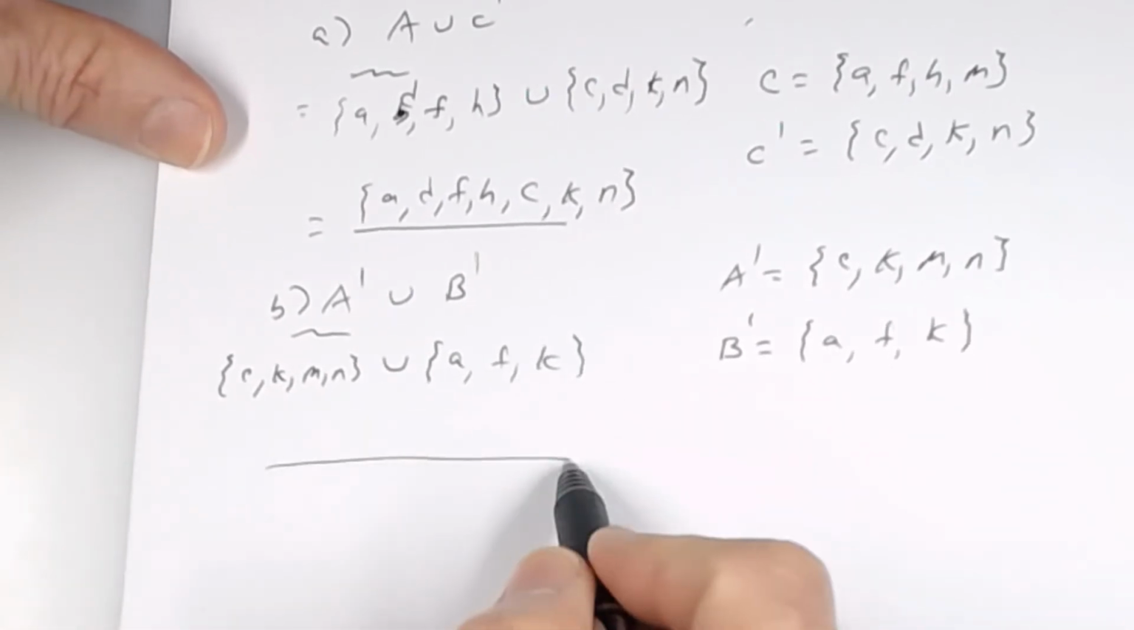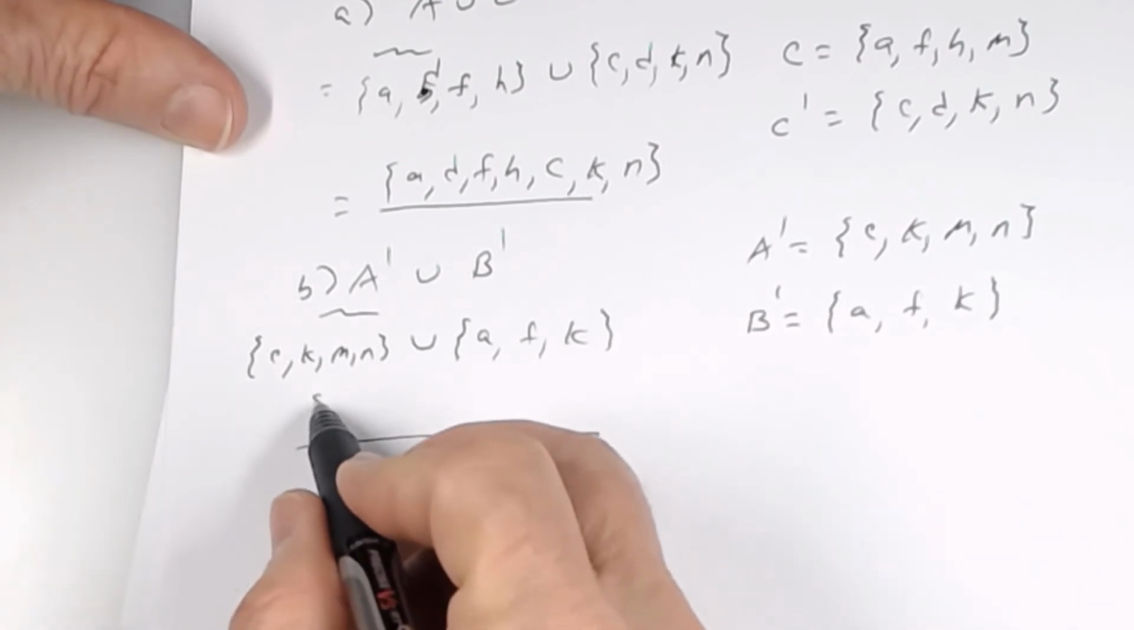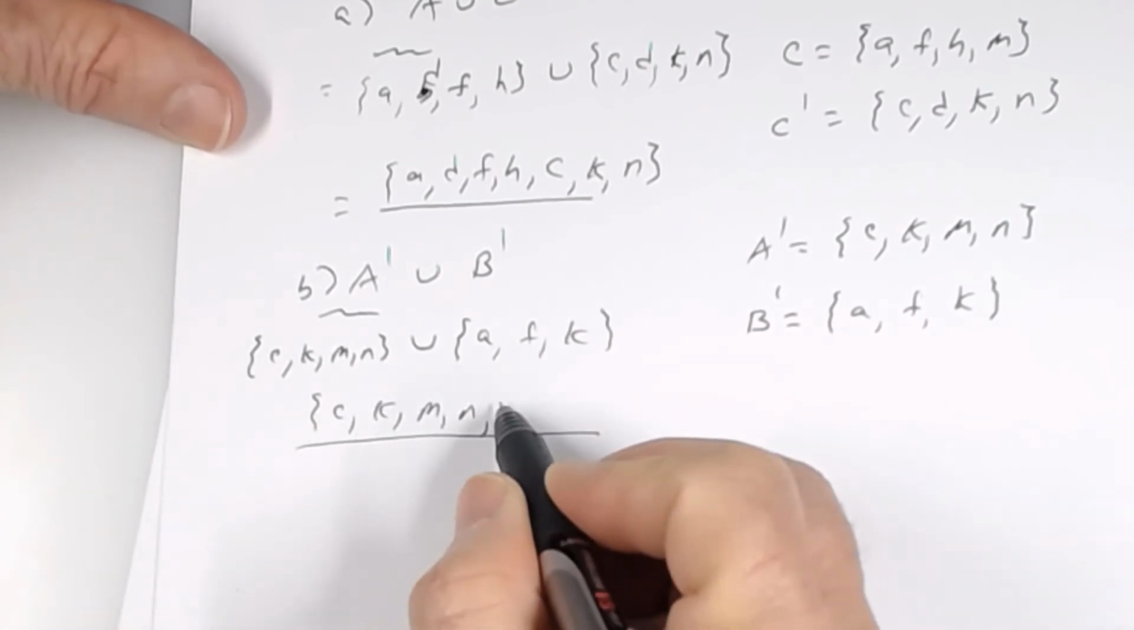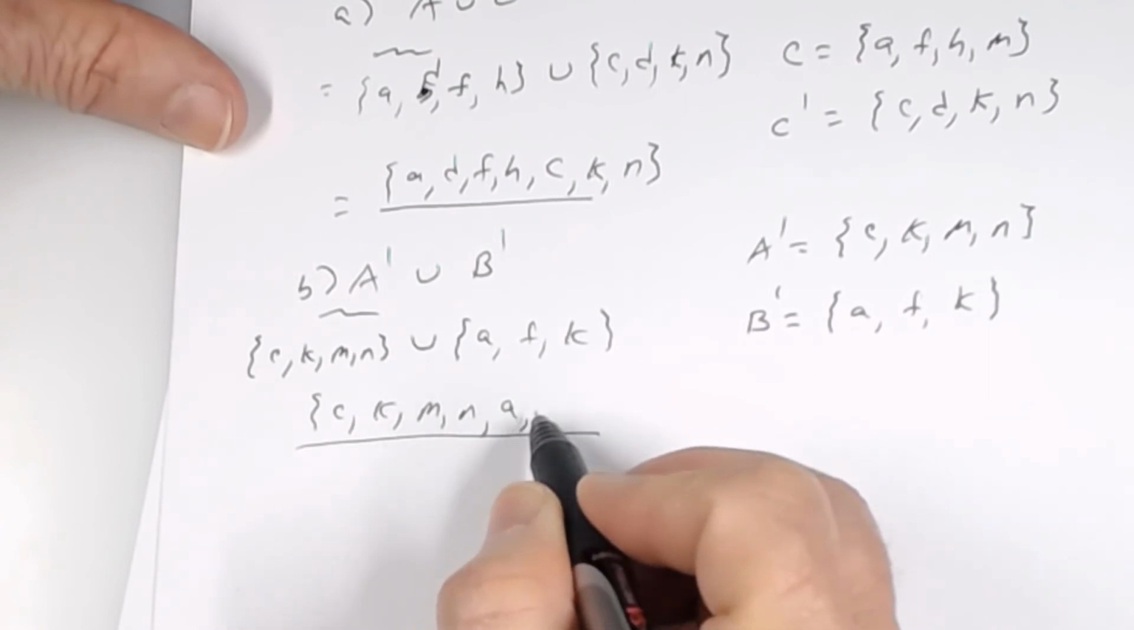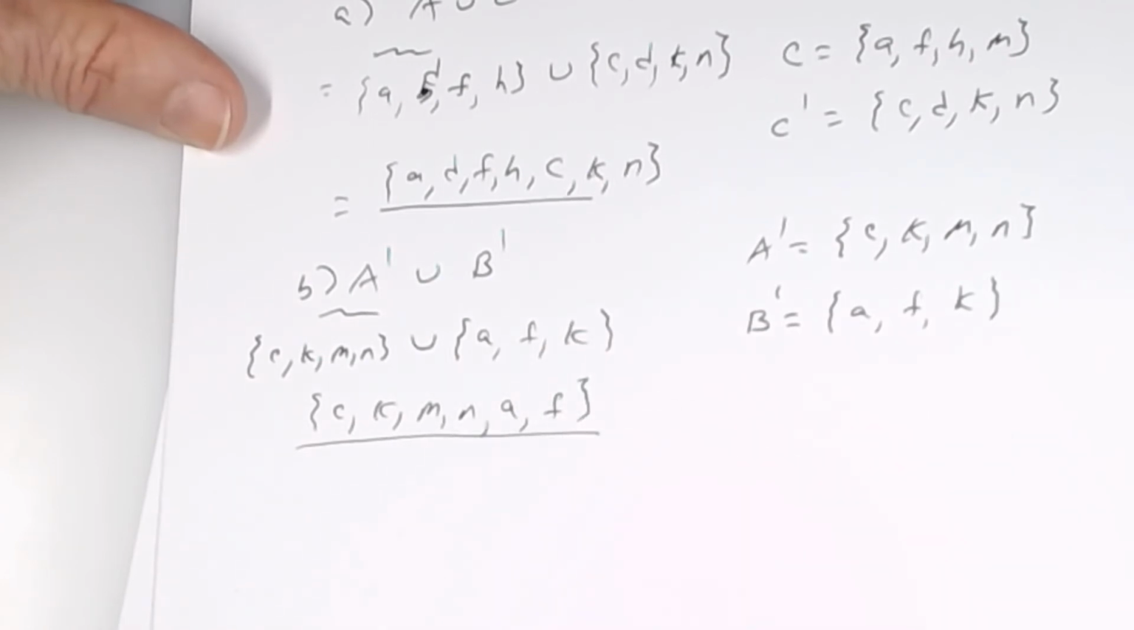And so therefore, what's my answer? Remember, I'm using union now. Keep in mind that's union. What's the answer? C, K, M, N, and what else? A and F, because I already have K listed, so I'm not going to list it again. Okay?